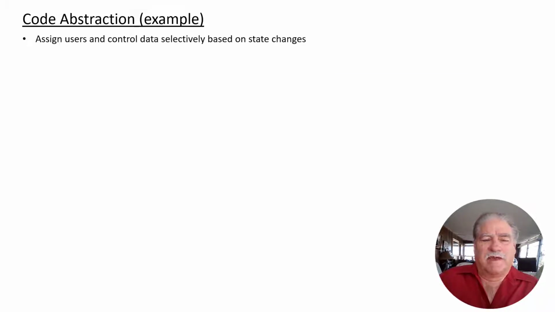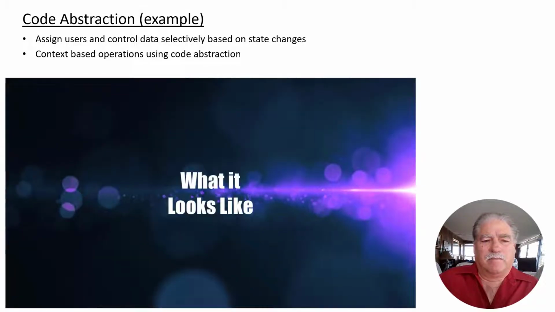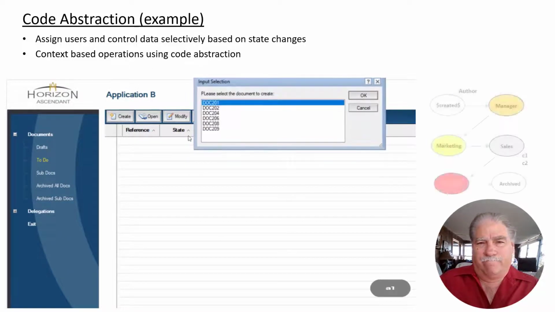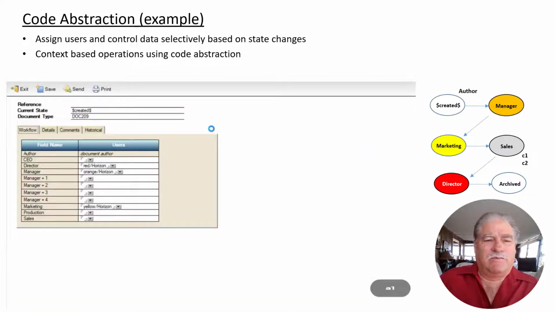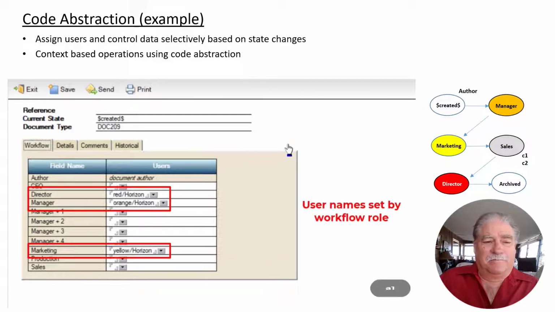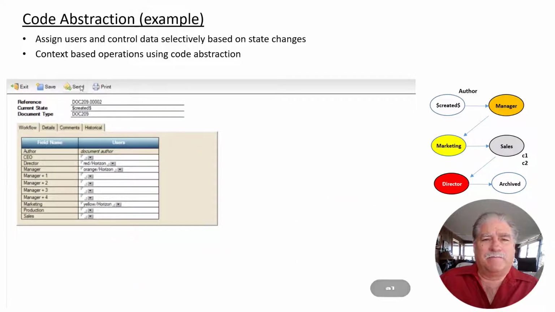Taking a look at an example, we'll be assigning users and controlling data selectively based on state changes. This is context-based operations using code abstraction. Taking a look at what it looks like, we've seen this basically in the previous video, but just going through it a bit more quickly. Here's where usernames are being assigned to the various roles in the process.